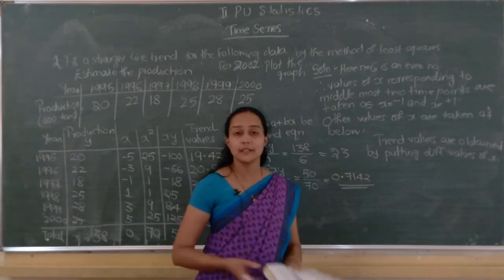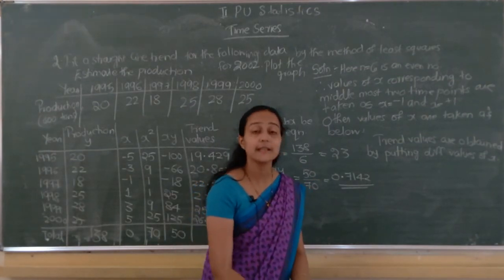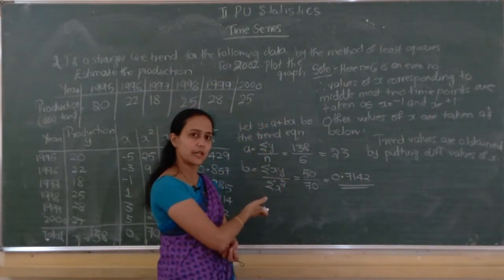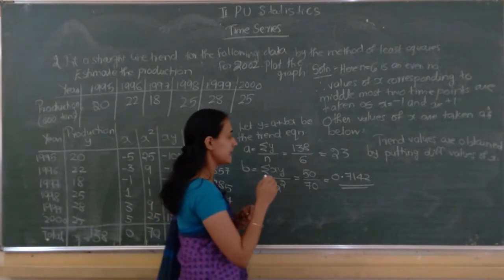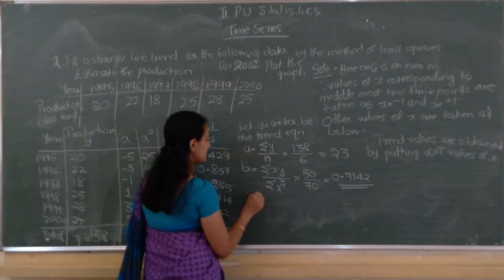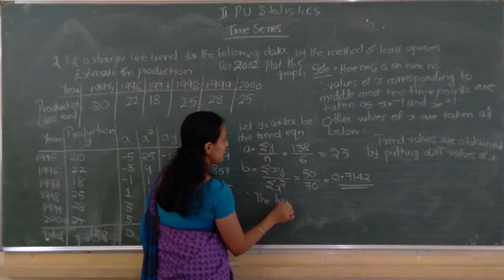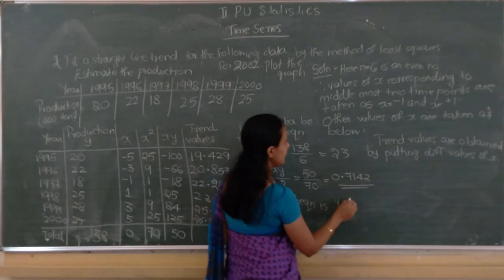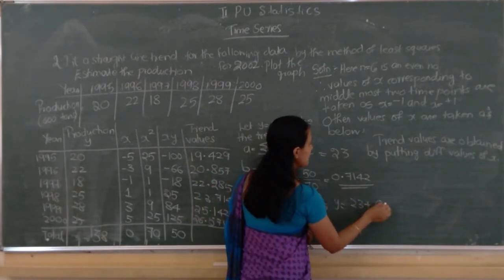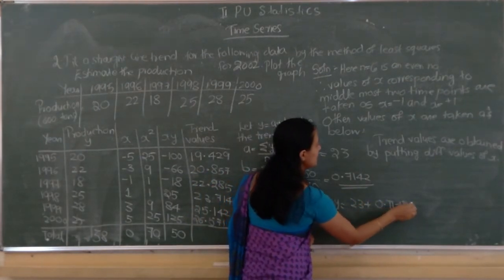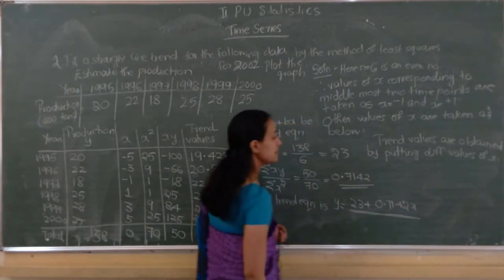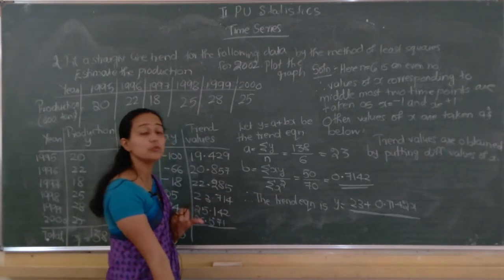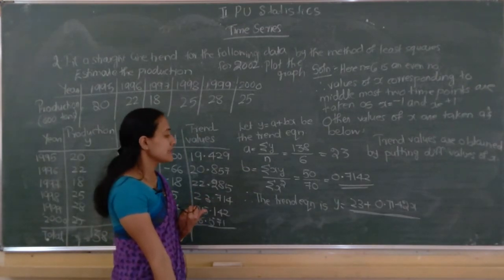Okay, next what you have to do? Next we have to draw the graph. After that we will find the estimate for 2000. You can do it here itself; now itself you can do the estimate. Therefore the trend equation is y equal to a, which is 23, plus b, 0.7142, into x. That is, a plus bx. Correct na? y equals 23 plus 0.7142 x. Next what we have to do?